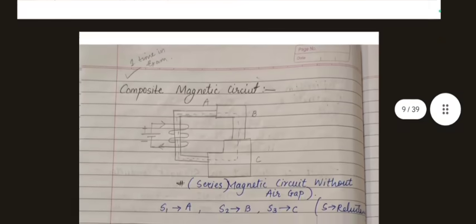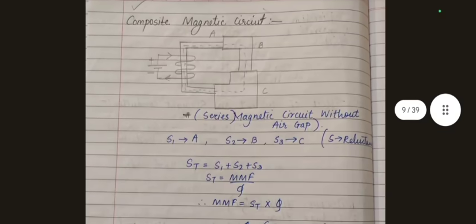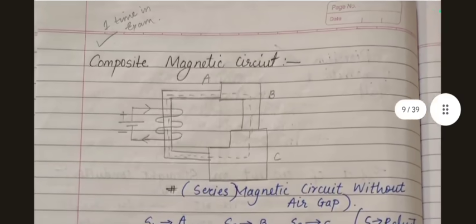I hope you understood. Now here the topic is composite magnetic circuit. See, it is not that much important, just one time it was asked in some paper. So just remember this diagram and just remember the derivation. It is very simple. If you remember the MMF formula and reluctance formula also, you are able to solve this. So just remember this diagram. If you want, you can take a screenshot also.